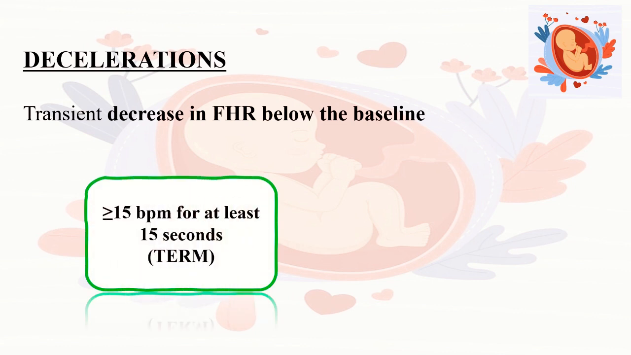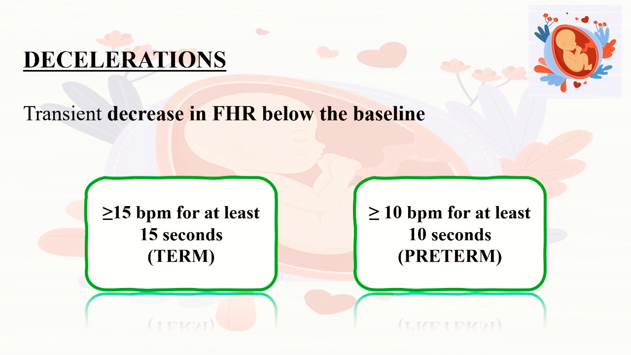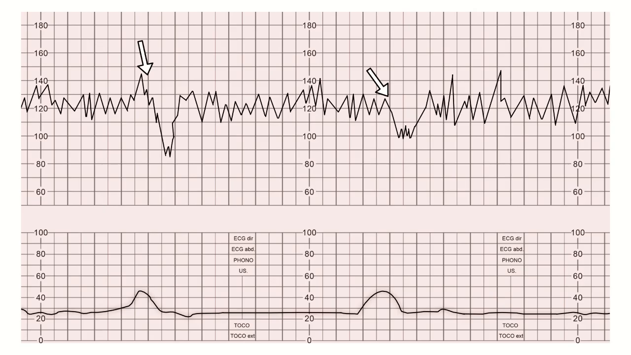For the term babies, the decrease in the FHR value should be more than 15 beats per minute, lasting for more than 15 seconds, while for the preterm babies, the FHR value should be decreased by more than 10 beats per minute, and it should last for more than 10 seconds.